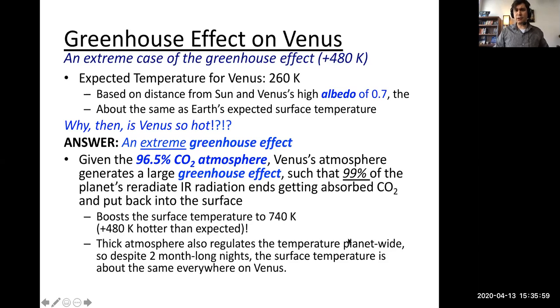The thick atmosphere also regulates this temperature planet-wide. Since the atmosphere is so thick, it doesn't matter whether you're on the day side or the night side, at the poles or the equator. It's pretty much the same temperature all day, every day on Venus, and it's stupid hot.